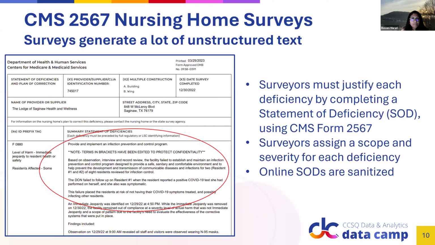The idea for this work is for FAS to have a way to ingest all the surveys, the 2567 forms, and employ NLP and ML techniques to identify if the surveys are undercited or overcited. So that's what we do. And the results are in the dashboard currently.